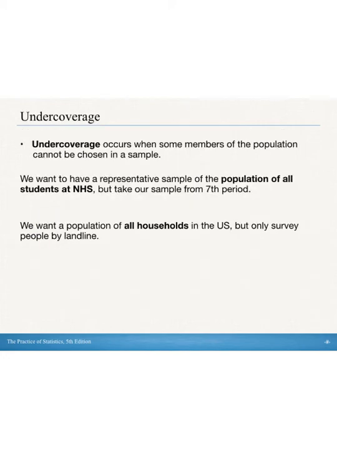So undercoverage occurs when some members of the population cannot be chosen in a sample. So if we wanted a representative sample of the population of all students in Nevada High School, but we take our sample from 7th period, we're not going to get it because some students don't have 7th. And if we want a population of all the households in the U.S., but we only survey people by landline, we're not going to get homeless people, and we're not going to get people that only have cell phones, and we're not going to get people in prison and that kind of stuff. Dormitories either.